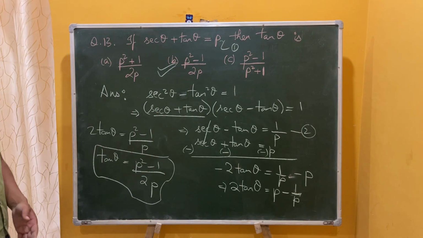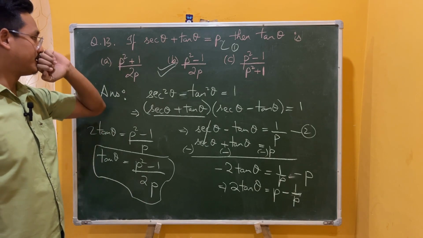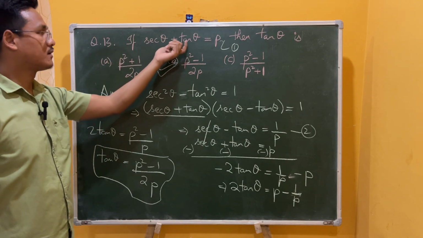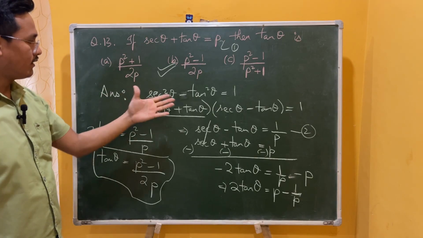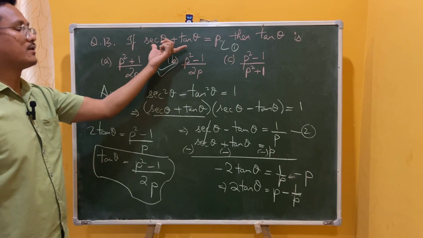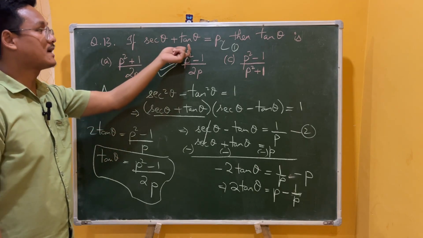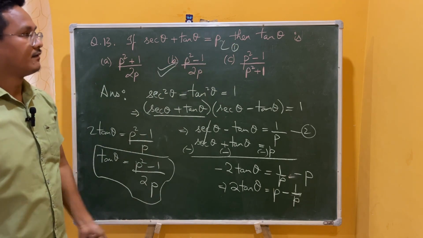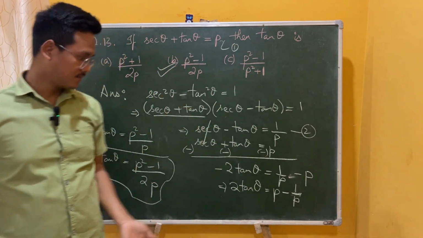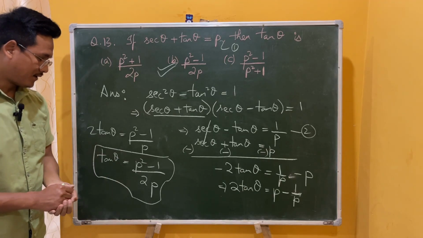Okay. So instead of sec and tan, you can see some other thing like, let's say, cosec plus cot. Similar formula, similar method, you solve the questions. Instead of this, you can see cos and sine. Cos plus sine equals k. Find cos theta or sine theta. So you'll use the same method and get the answer. All right.